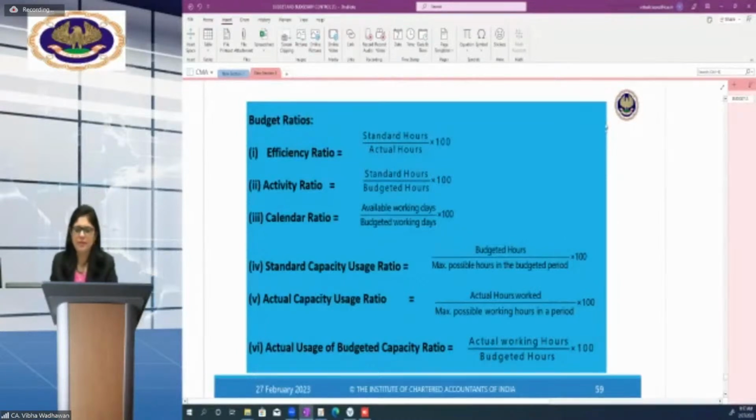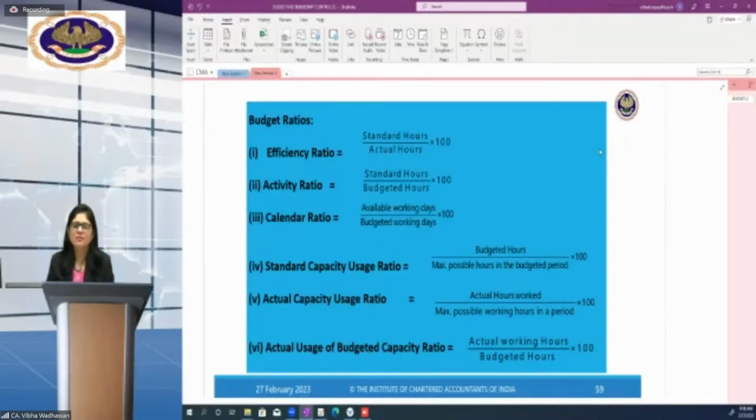I've already explained it. So budget ratios: efficiency ratio, standard hours by actual hours into 100. So how much we are efficient, how much actual time we are taking vis-a-vis in proportion to the standard time, right? Activity ratio, standard hours divided by the budgeted hours. So that is the activity ratio for you. Calendar ratio, available working days divided by budgeted working days. So that will give you the calendar ratio.